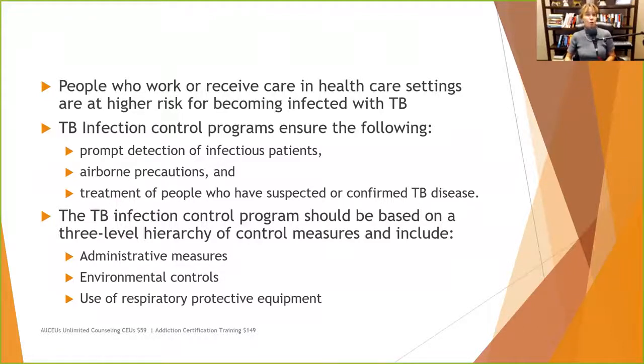Agencies need to have airborne precautions, telling people how important it is to cover their mouth, wash their hands, do all those kinds of things, general infection control, and treatment of people who have suspected or confirmed TB disease. So we need to make sure that once we determine somebody may have tuberculosis, what are your airborne precautions? Some places will have the little masks that they can put on. And then what is the treatment for people?